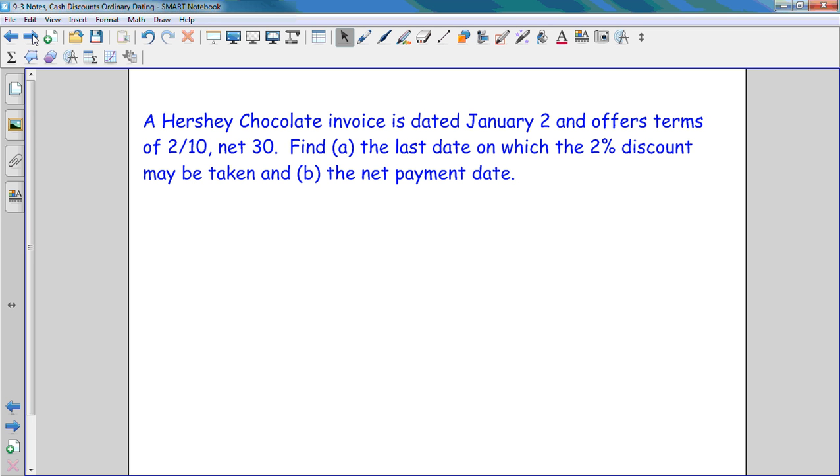Now, if I look at a Hershey chocolate invoice dated January 2nd that offers terms of 2/10 net 30, find A, the last date on which the 2% discount may be taken, and B, the net payment due. So for part A, if my invoice is dated January 2nd, what date do I have to pay it by in order to get the 2% discount?